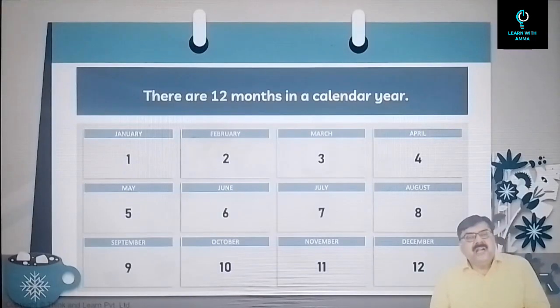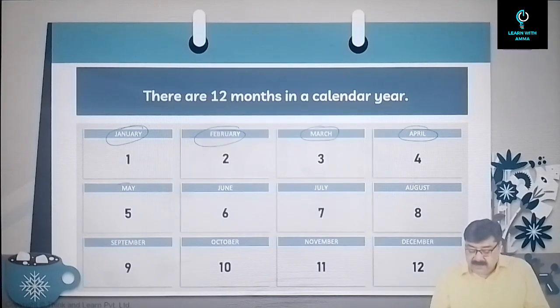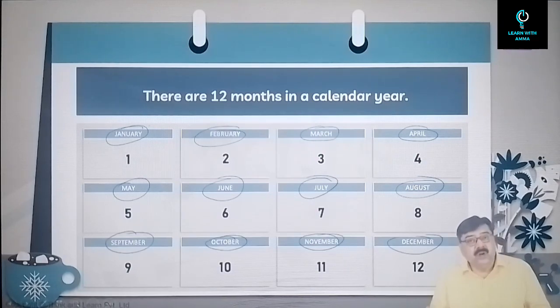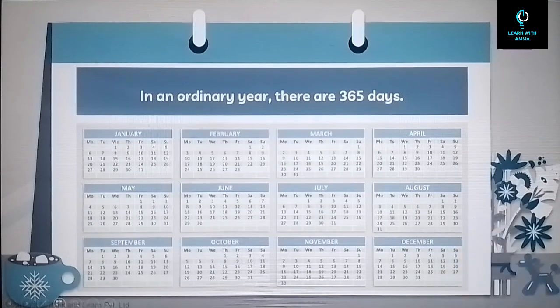and then take off from there to another level of difficulty. Alright, so as we know, there are 12 months in a calendar year, starting from January, February, March, April, May, June, July, August, September, October, November, and December, as we all know. Now, there are two kinds of years that we are going to talk about. One is an ordinary year and the other is a leap year.